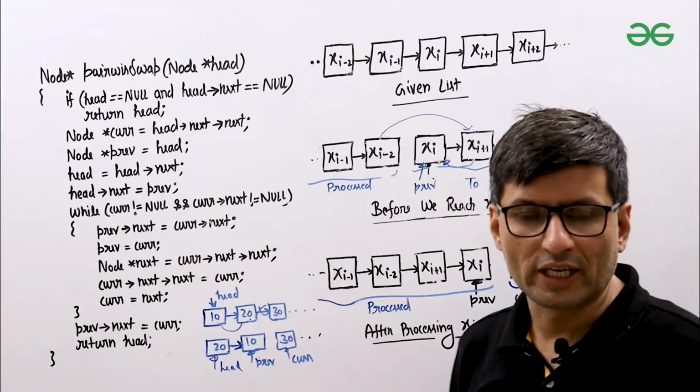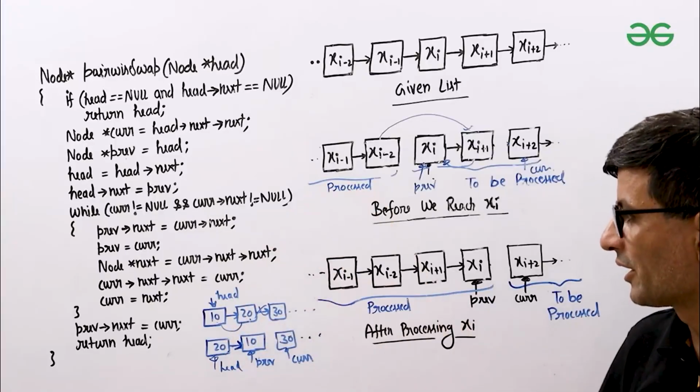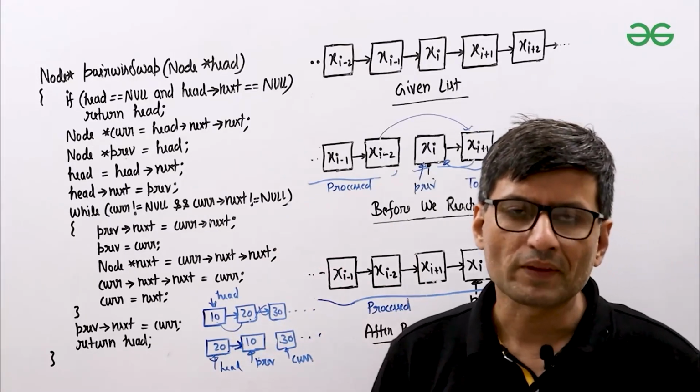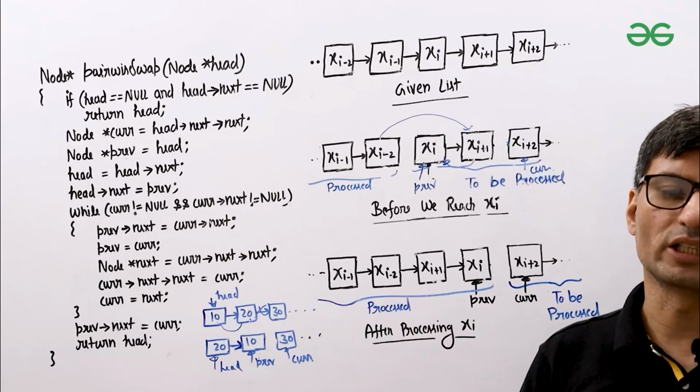So the first two nodes are handled explicitly, and after that the loop handles the remaining nodes the same way. So this is how this code works. The time complexity is clearly theta n and auxiliary space is clearly constant.